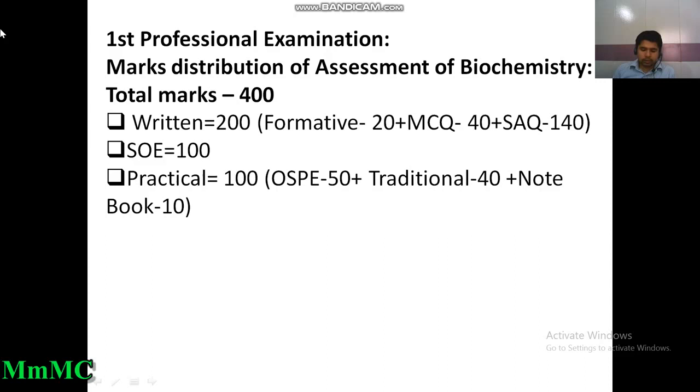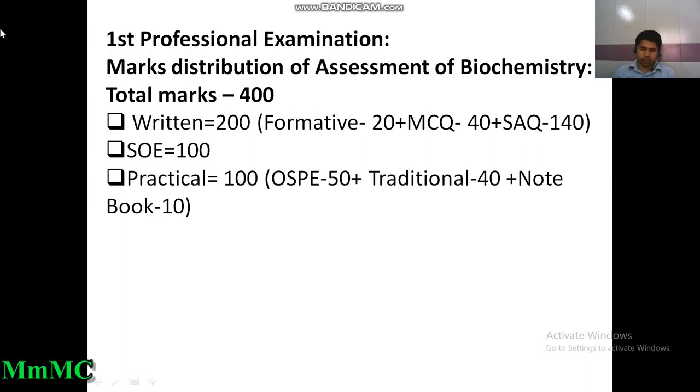Then list the properties of colloids with example and the biochemical importance of colloids. Write the clinical application of dialysis. Short note about dialysis.